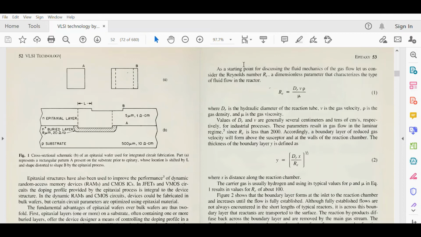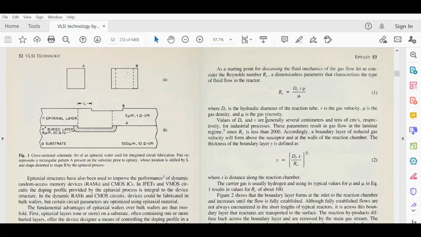Yes, as a starting point of discussion, the fluid mechanics of the gas flow, let us consider the Reynolds number Re, a dimensionless parameter that characterizes the type of fluid flow in the reactor. So this is the Reynolds number, where Dr is the hydraulic diameter of the reaction tube, V is the gas velocity, rho is the gas density, and mu is the gas viscosity.